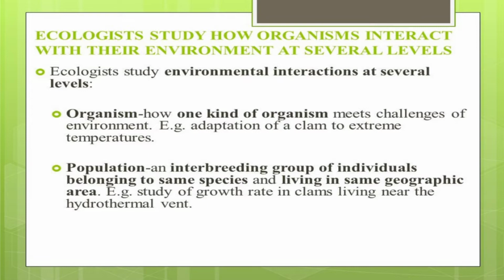Ecologists study how organisms interact with their environment at several levels. First, organisms: how one kind of organism meets the challenges of its environment. For example, adaptation of a camel to extreme temperatures. Second, population: an interbreeding group of individuals belonging to the same species and living in the same geographic area. For example, study of the growth rate of clams living near a hydrothermal vent.